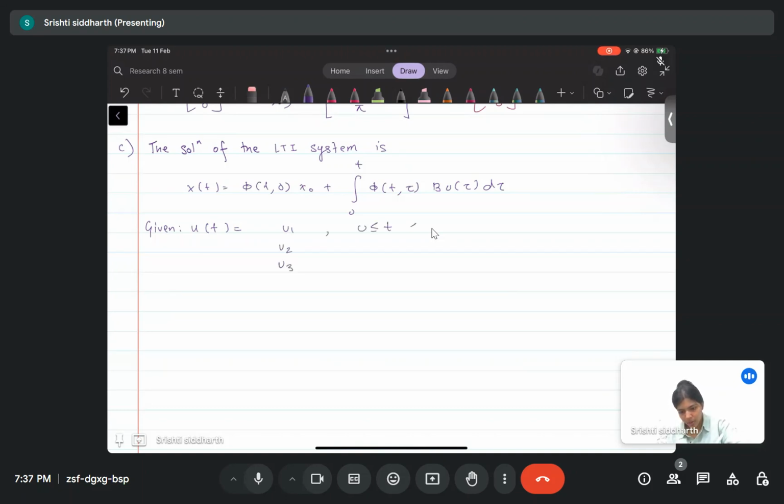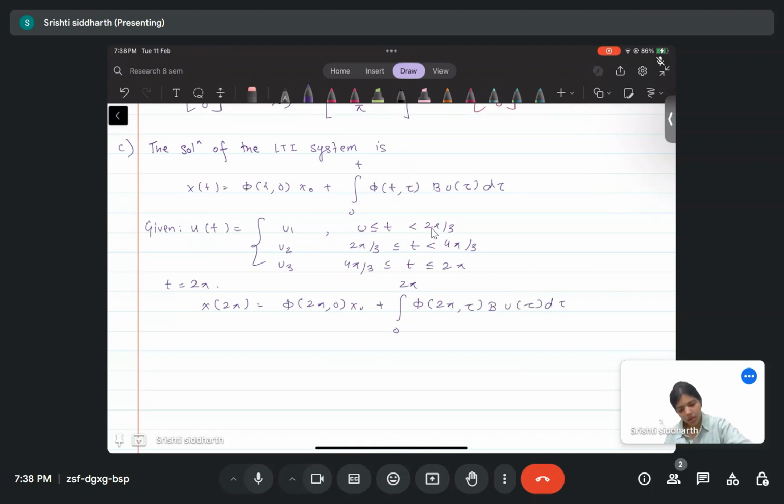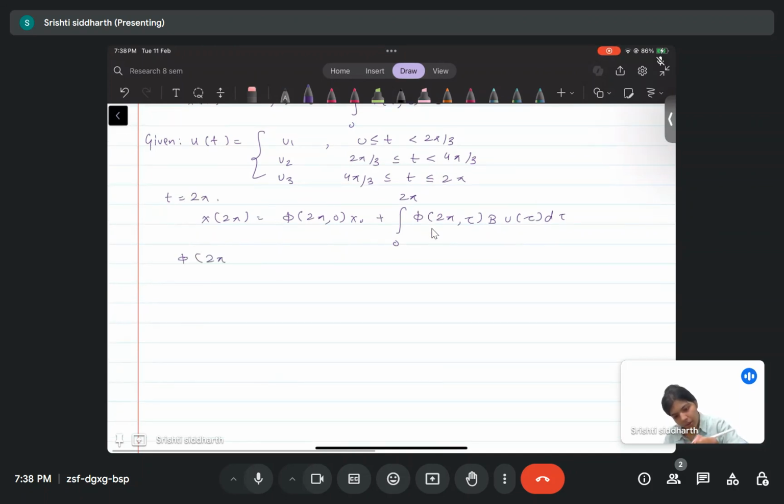So t is between 0 to 2 pi by 3, then 2 pi by 3 to 4 pi by 3, and finally from 4 pi by 3 to 2 pi. Okay, so t is 2 pi here. So x of 2 pi is phi 2 pi comma 0, x0 plus the integral 0 to 2 pi, phi 2 pi comma tau, b u tau d tau. So we have already computed what phi 2 pi comma 0 is. Sorry, phi 2 pi comma tau is, and you can just multiply this by b.